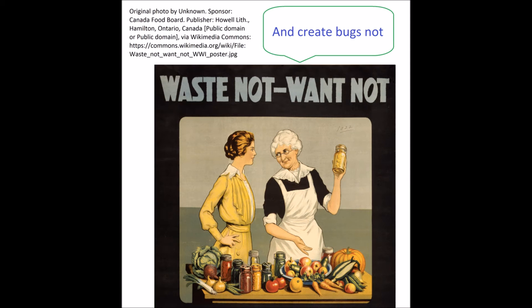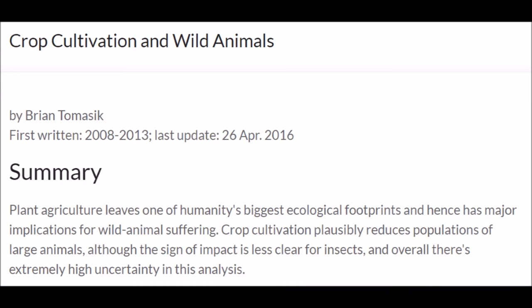Thus, I recommend carefully monitoring the food in your fridge to make sure it doesn't expire and go to waste. The main way in which this policy might be bad for bugs would be if crop cultivation reduces so much bug suffering that wasting food is still net positive, but I'm currently doubtful about that.